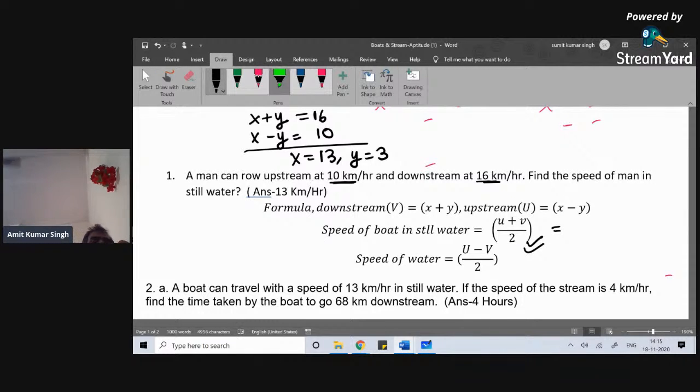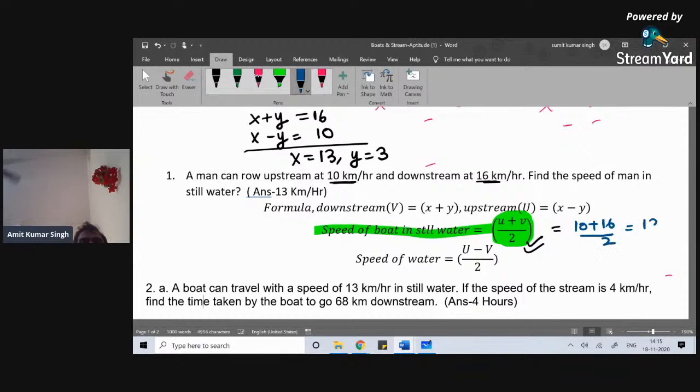The speed of boat in still water, this is the formula: u plus v by 2, where u is the speed of upstream and v is the speed of downstream. So here you simply write 10 plus 16 divided by 2. So that is the speed of boat in still water. And if you want the speed of water, that would be 16 minus 10 divided by 2. That would be equal to 3.